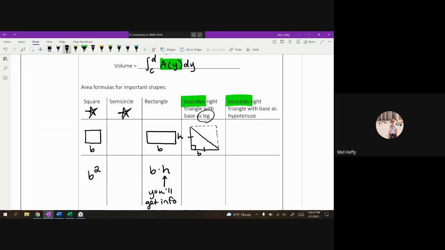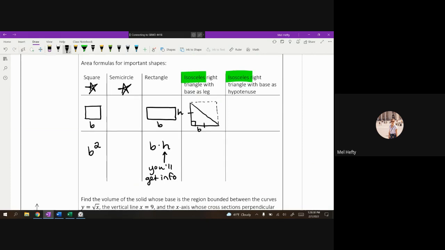The one year that this was on the AP test, one of my smartest students, while everyone was complaining that this was the shape, was like, oh, it's just this proportion of a square. How much of the square is it? Half.